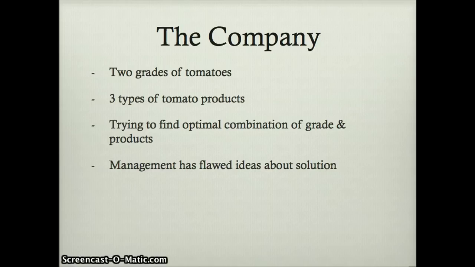The case is about the medium-sized company Blue Ribbon Foods and its decision regarding how much of each of their tomato products to produce. There are two different grades of tomato that are used in differing proportions to make either whole canned tomatoes, tomato juice, and tomato paste. Management is trying to find the optimal mix of products and grades to maximize profits. Currently, management is struggling because of some fundamentally flawed analysis they have conducted.